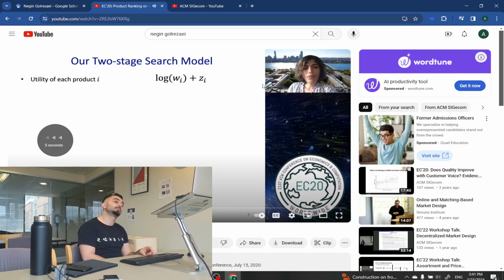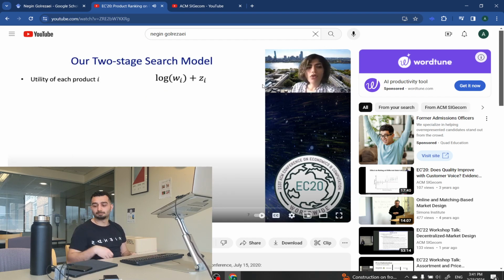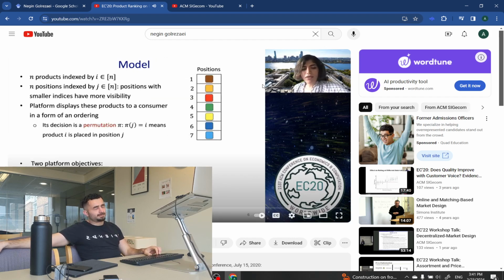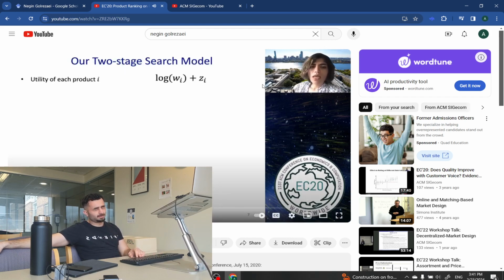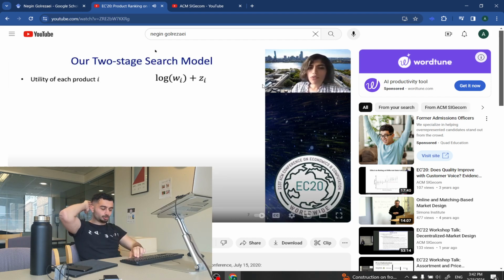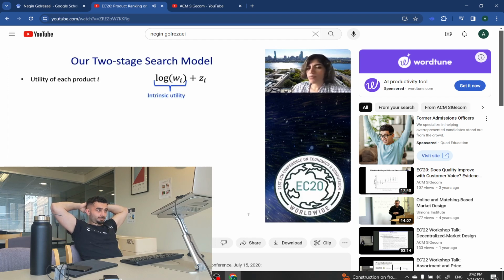I'm going to start by explaining how we model the utility of each product i. The utility of each product i can be written as two terms. The first term, which is the log of W_i, that we refer to as the preference weight of product i, is called intrinsic utility. This is the part of utility which is the same across all consumers.